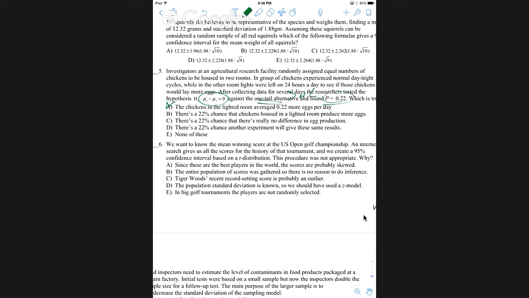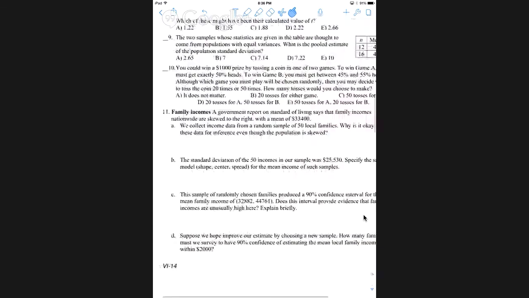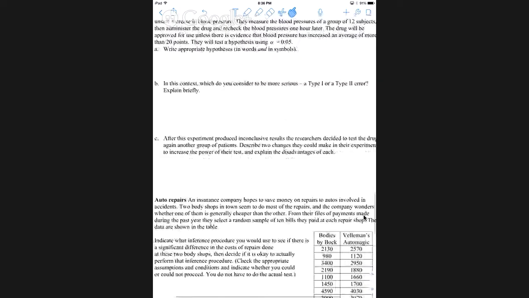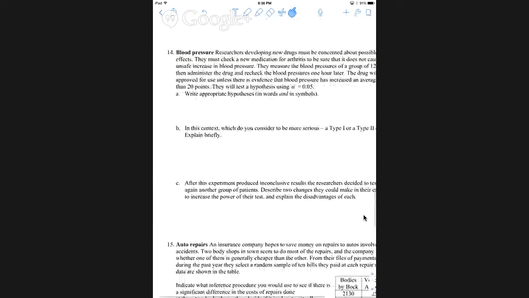And there's a 22% chance another experiment will give the same results. That is probably the closest one we're going to get. There's a 22% chance another experiment will give these same results. Now, I probably would be a little bit more specific and say simply by random selection. Let's go down here. 5 is E.